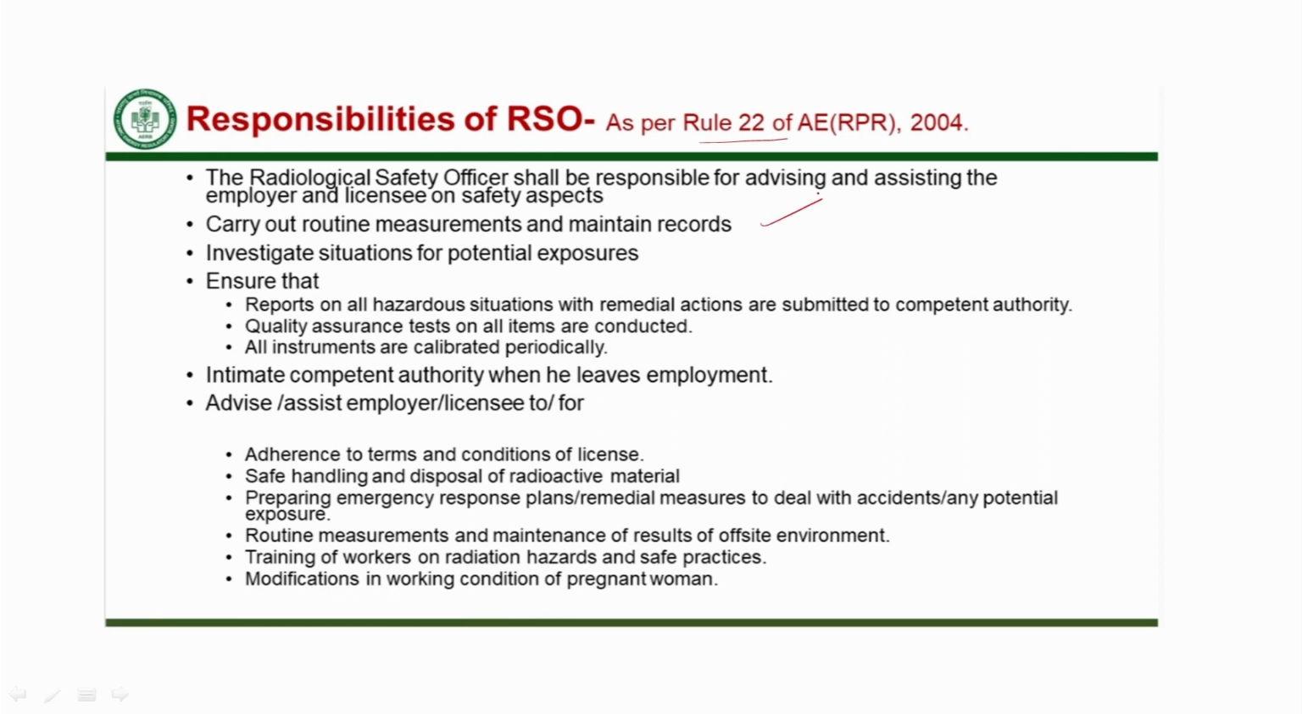Carry out routine measurements, maintain records, investigate situations for potential exposures, report on hazardous situations, emergency, quality assurance, advise and assist the employer and licensee for adherence to the terms and conditions, safe handling and disposal of radioactive material, routine measurement and maintenance, training of radiation workers in radiation hazards and safe practice, and modifications in working conditions for a pregnant woman. These are some responsibilities of the RSO.